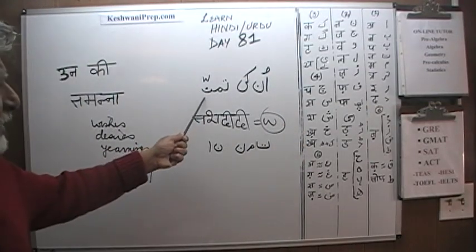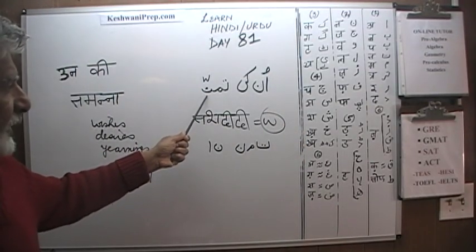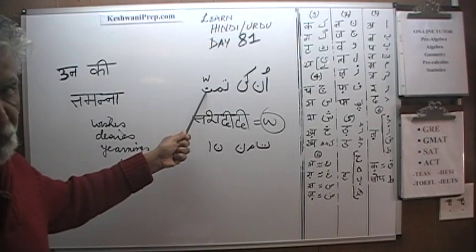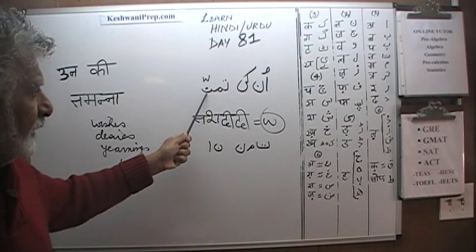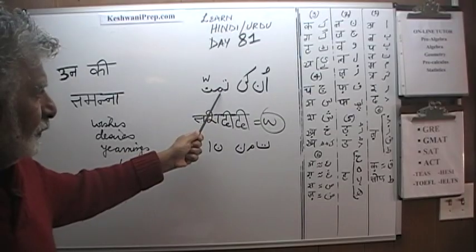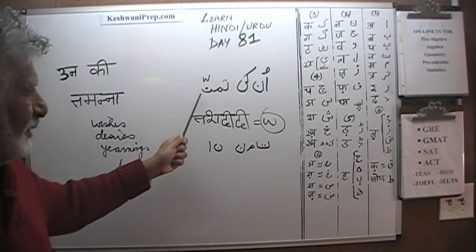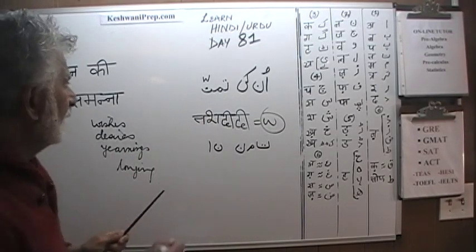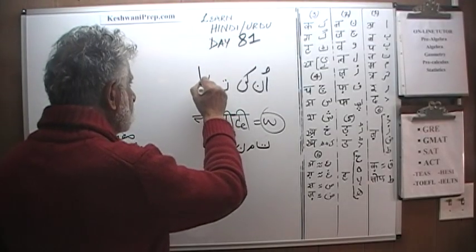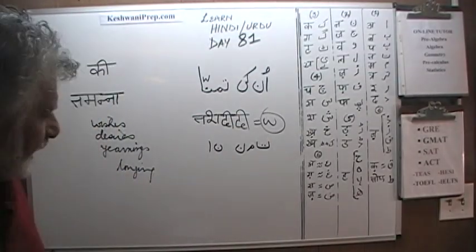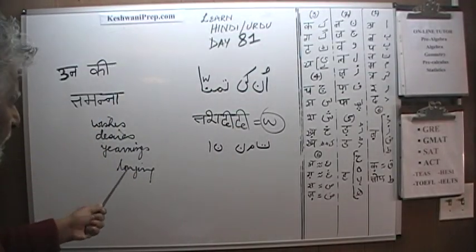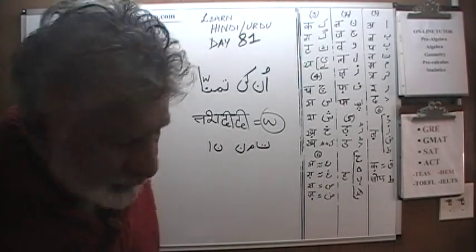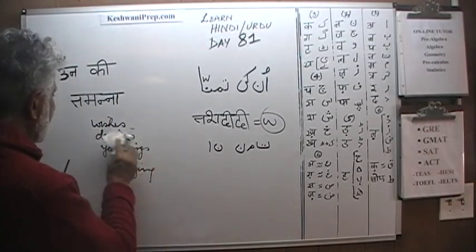And when the tashdid appears on top of the letter, it tells the reader that first of all, this letter is to be pronounced twice. First, it's going to be pronounced with the letter that precedes it, and then by itself. So it is taman, and now we need a na. Tamanna. Tamanna, as we said, it means wishes, longings, desires. Unki tamanna.